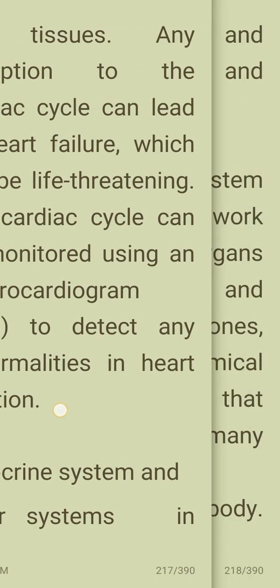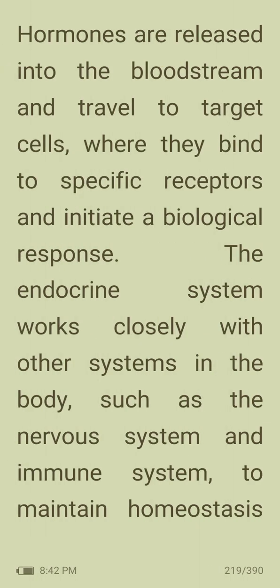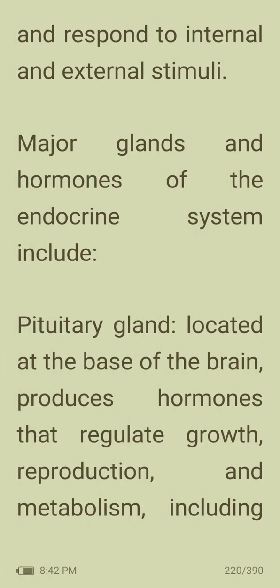Then endocrine system and other systems. The endocrine system is a complex network of glands and organs that produce and secrete hormones, which are chemical messengers that regulate many physiological processes in the body. Hormones are released into the bloodstream and travel to target cells, where they bind to specific receptors and initiate a biological response. The endocrine system works closely with other systems in the body, such as the nervous system and immune system, to maintain homeostasis and respond to internal and external stimuli.